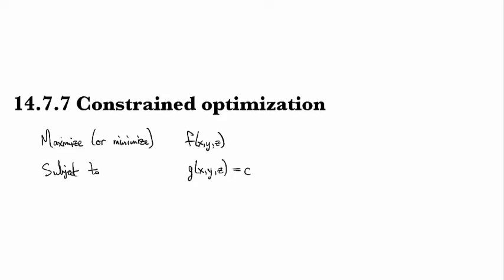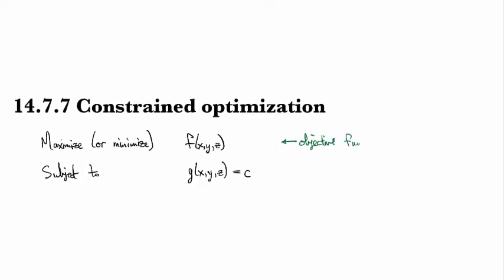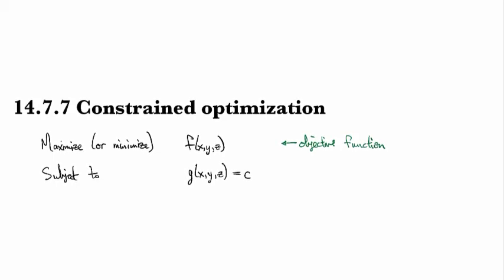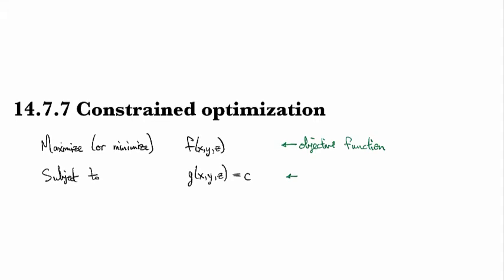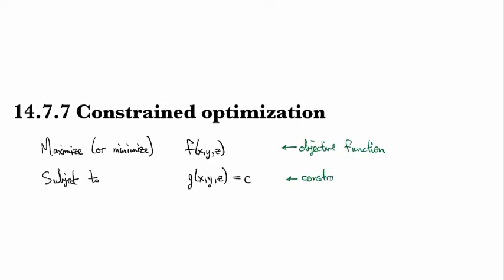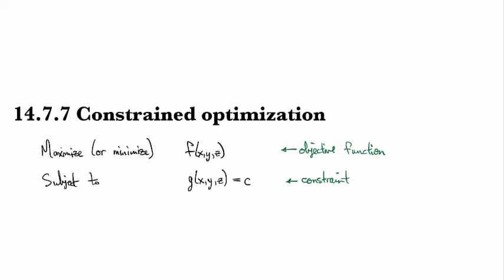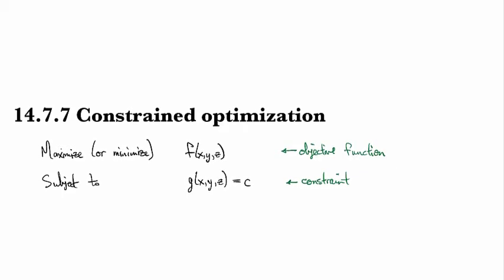So here, f, the thing that we're trying to maximize or minimize, will be called our objective function. And then the constraint on the variables, some expression of x, y, and z is constrained to be equal to blah, blah. This is the constraint. And so notice that the objective function is a function, but the constraint is actually an equation, right?